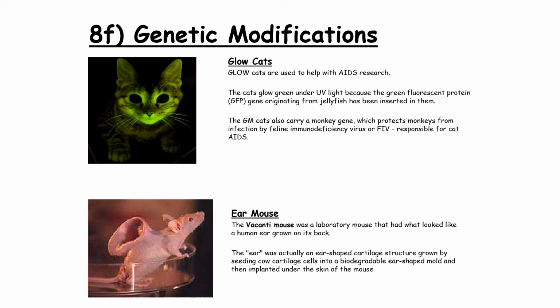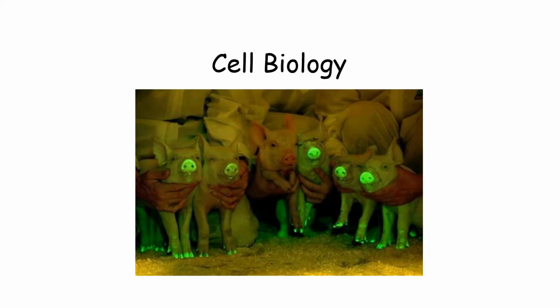And then you've got an ear mouse. The Vacanti mouse was a laboratory mouse that had what looked like a human ear grown on its back. The ear was actually an ear-shaped cartilage structure grown by seeding cow cartilage cells into a biodegradable ear-shaped mold and then implanting it under the skin of the mouse. So there are lots of different genetically modified organisms, and to have a look at more, there are lots.